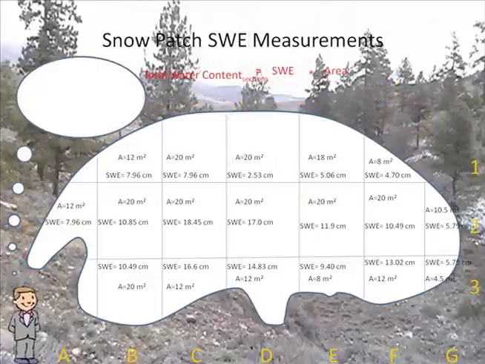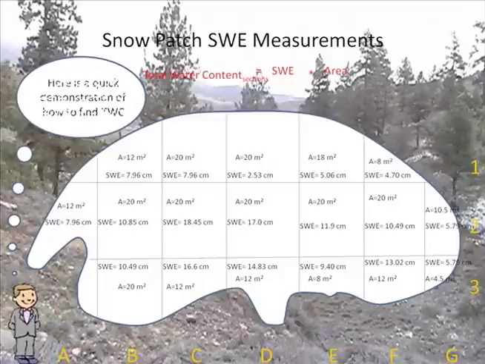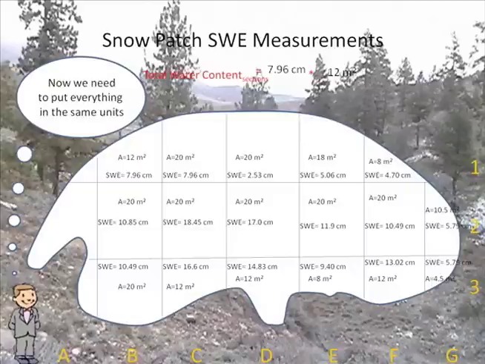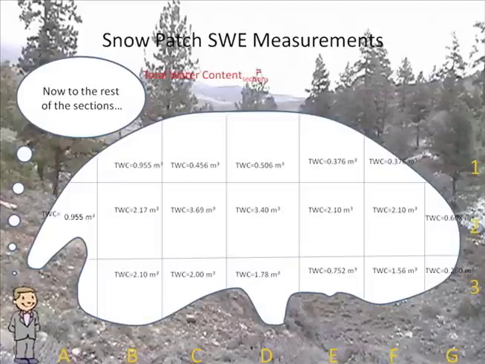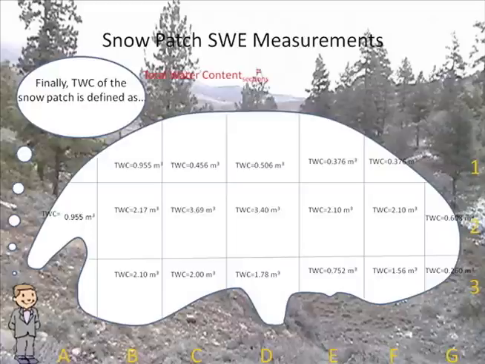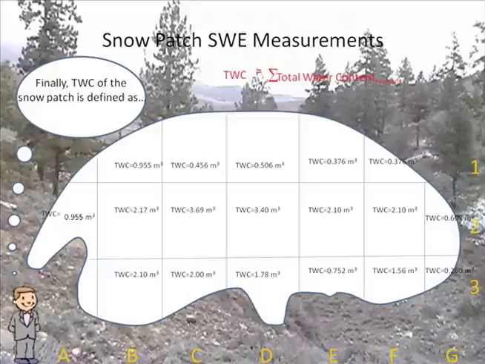Now that we have the area of each section, we will show you a quick example of how to find the first section. The final step in finding the total water content of the whole snow patch is to sum up the total water content of each section. After doing the math, we estimated that the total water content of this snow patch is approximately 26 cubic meters of water.